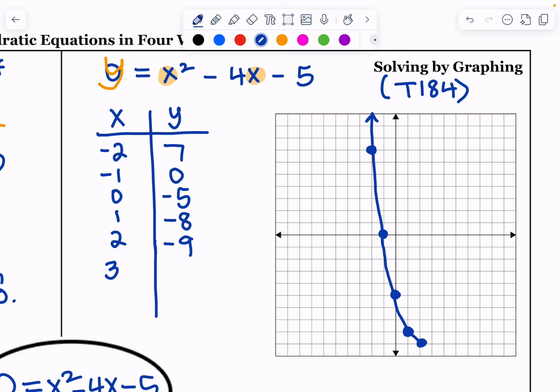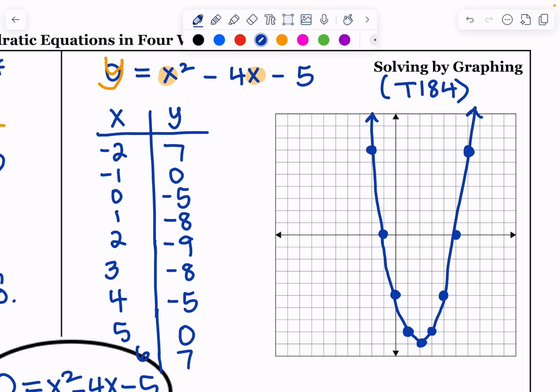So if I plug in 3 into the equation, I get -8. If I plug in 4, I get -5. If I plug in 5, I'm going to get 0, and then I'm running out of space. But if I plug in 6, I get 7. I'm going super fast because I'm looking at my table on my calculator, but if you did not have access to a TI-84, you would be plugging in for x right there and right there. Okay, so at 3, we are at -8. At 4, we are at -5. At 5, we are at 0. And at 6, we are at 7. So we can see our quadratic shape is finished out there.